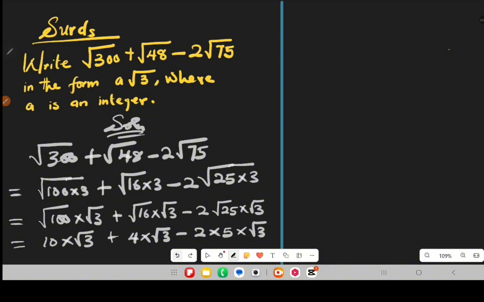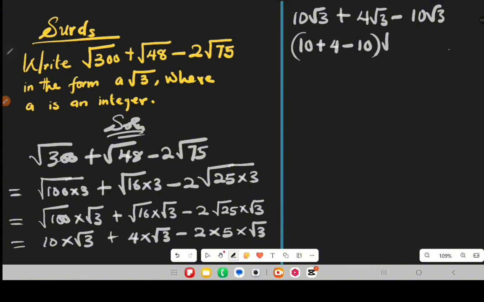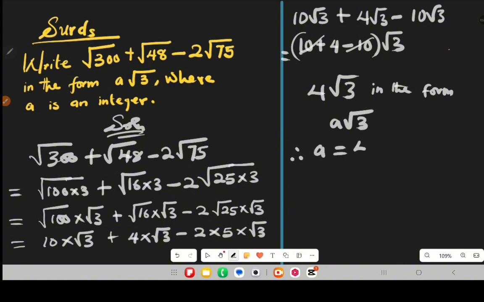Next step, we can write 10 times root 3 in short as 10 root 3 plus 4 times root 3 is 4 root 3 minus 2 times 5 times root 3 gives us 10 root 3. Root 3 is common, then we have 10 plus 4 minus 10 all times root 3. 10 cancels 10, left with 4 root 3. In the form a root 3, therefore a is equal to 4.